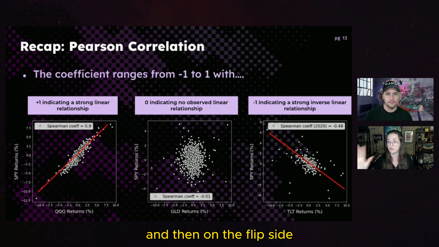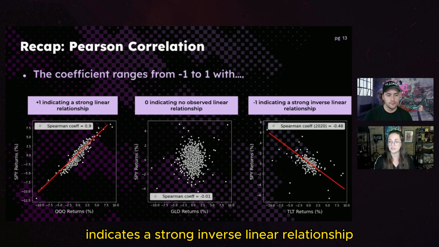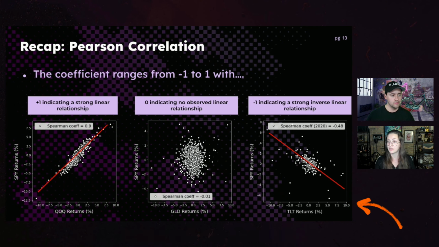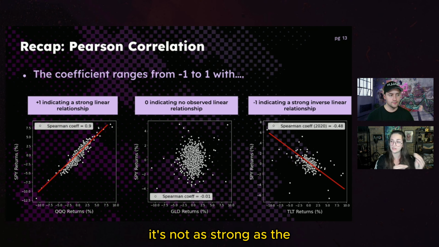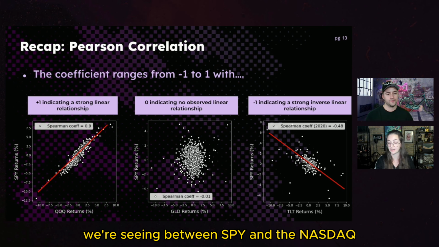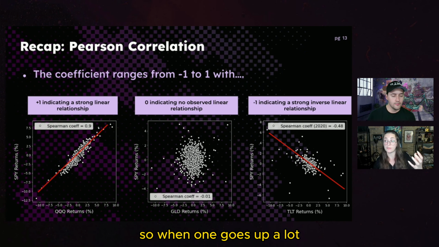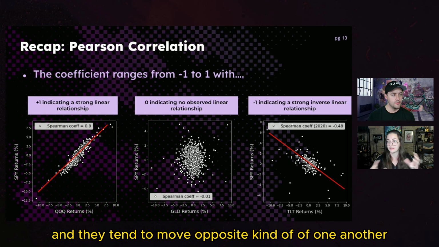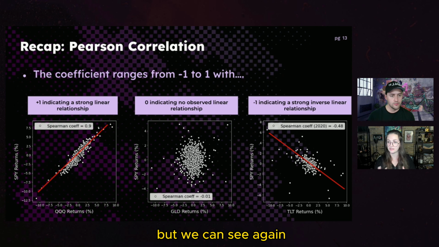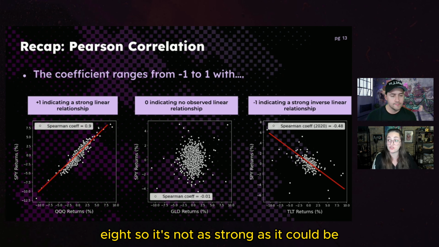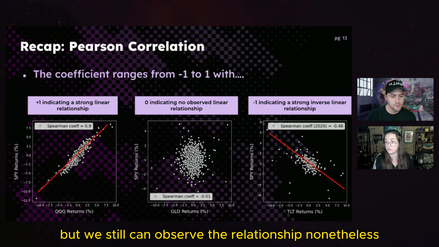And then on the flip side, the -1 indicates a strong inverse linear relationship. So this example might be SPY and TLT. We can see a negative line. It's not as strong as the linear relationship we're seeing between SPY and the NASDAQ, but it still shows inverse correlation. So when one goes up a lot, the other tends to go down a lot, right? And they tend to move opposite one another. The Spearman correlation coefficient is 0.48, so it's not as strong as it could be, but we can still observe the relationship nonetheless.